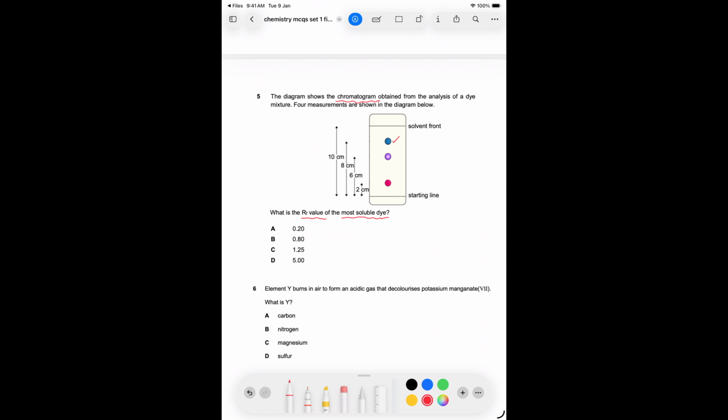So the Rf value, the formula: distance traveled by the solute over distance traveled by your solvent, which usually will be your water. So in this case, what's the distance traveled by the solute, which is the blue dye, from here to here? Okay, it will be 8. Divided by the solvent. The solvent is from here to the starting point, which is 10 cm. So the answer is just 0.8. Okay, so the answer will be B.